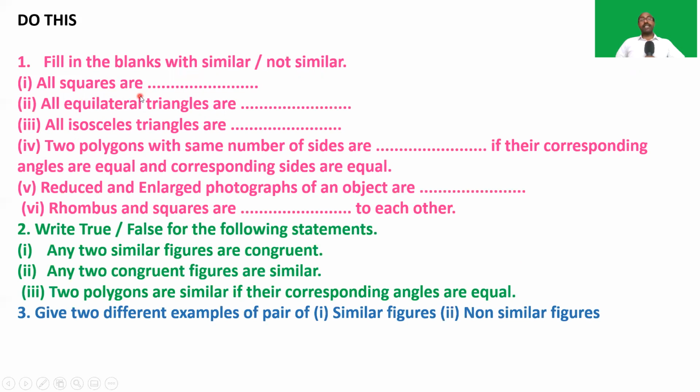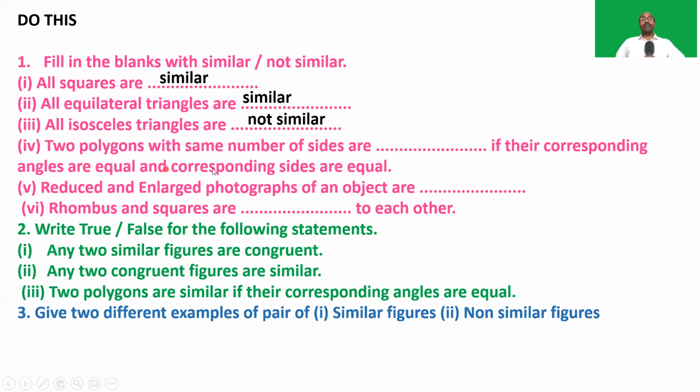The first one is given: all squares are dash. So we know that squares are regular polygons. So we can say that all squares are similar. Also, all equilateral triangles are similar because they are also regular polygons. All isosceles triangles are dash. In two isosceles triangles, the ratio of corresponding equal sides are equal, but the ratio of the third side may differ. So all isosceles triangles are not similar.